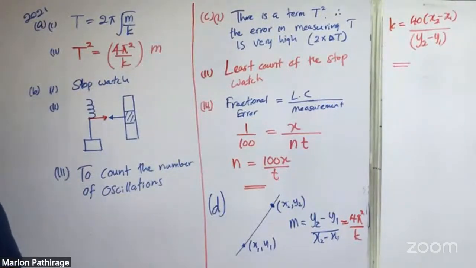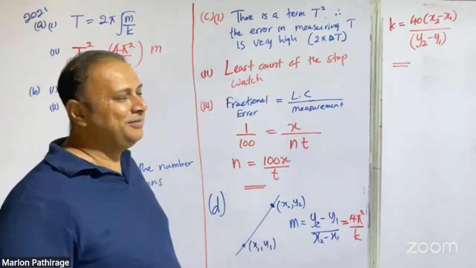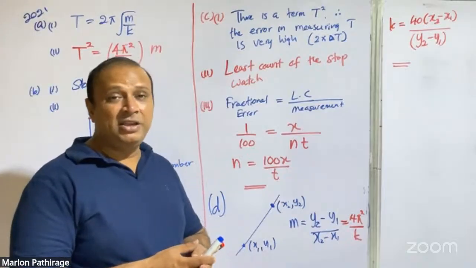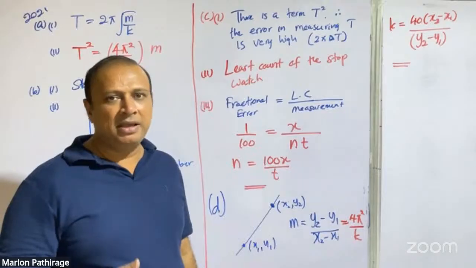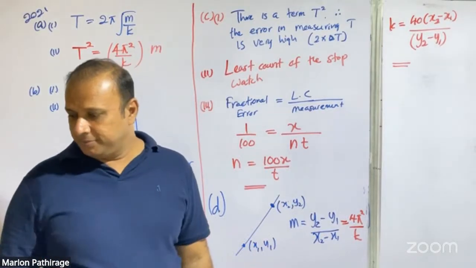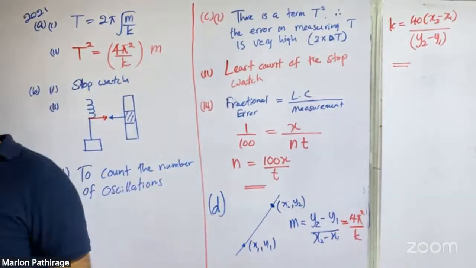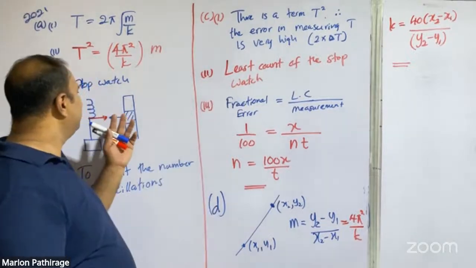Next, the last question: give the reasons for obtaining a non-zero intercept. We discussed this earlier. If it were exactly y equals mx, the intercept would be 0. So what is the reason to have a non-zero intercept in this graph?